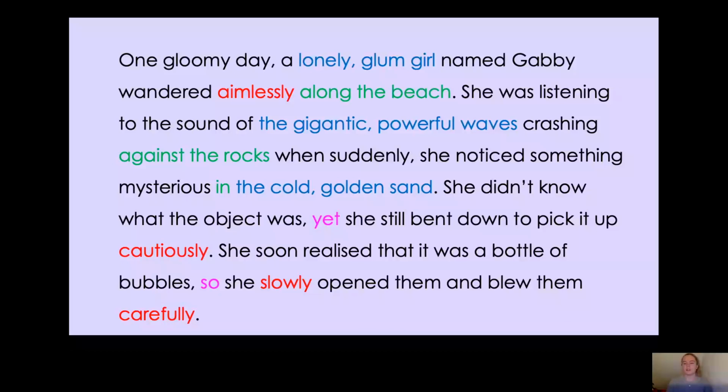Now, she soon realised that it was a bottle of bubbles. So I needed to put a consequence of what she did as a consequence of realising it was a bottle of bubbles. So she slowly opened them. I've described how she opened them, my adverb of manner, slowly, and blew them carefully. There's my other adverb of manner. Or you could say, so she quickly opened them and blew them gently. Or she carefully opened them and blew them cautiously. You can use lots of different adverbs of manner in that sentence.